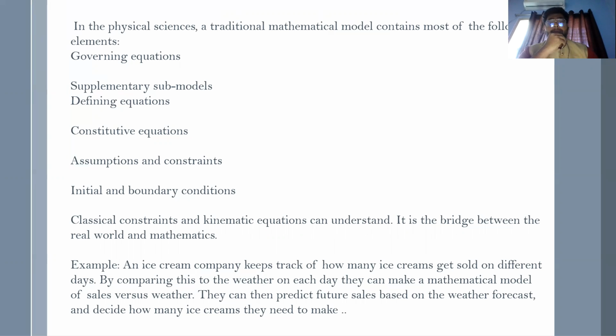So why we say it is a bridge is that it is most important to the real world and mathematics. Example: an ice cream company keeps track of how many ice creams get sold on different days. By comparing this to the weather on each day, they can make a mathematical model of sales versus weather. They can then predict future sales based on the weather forecast and decide how many ice creams they need to make.